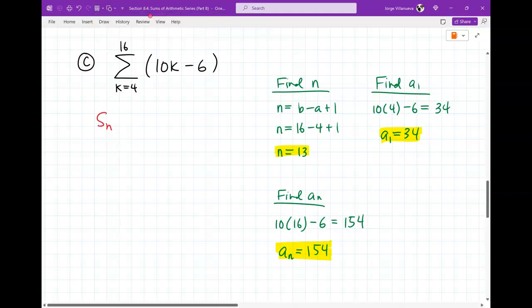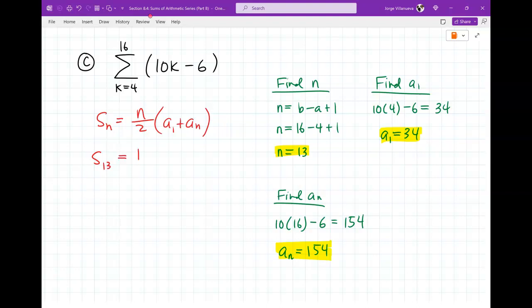So S sub n is equal to n over 2 times a sub 1 plus a sub n. So S sub 13 is 13 over 2. A sub 1, that's 34, plus a sub n, that's 154. So that's 13 over 2 times 34 plus 154. That's going to be 188.